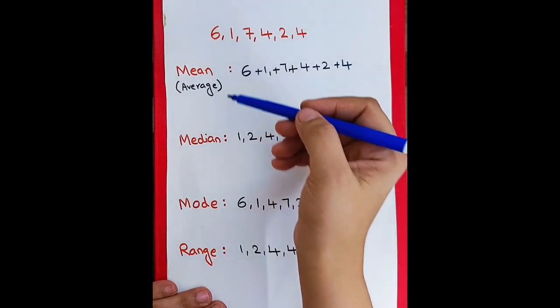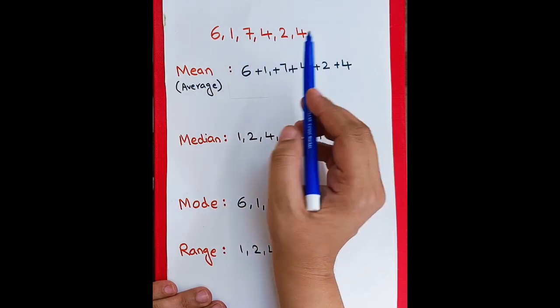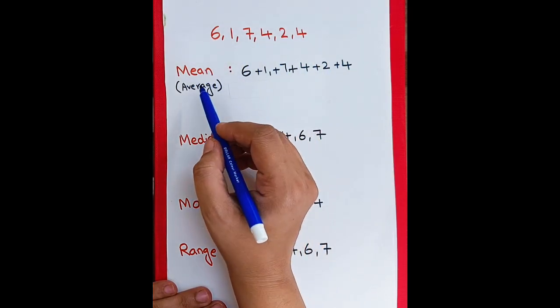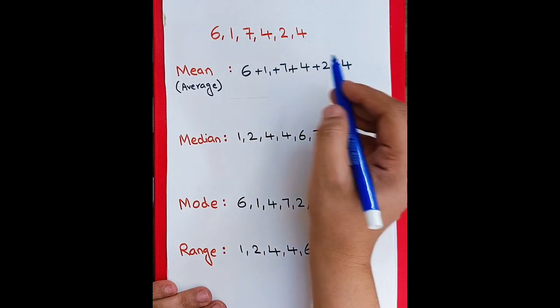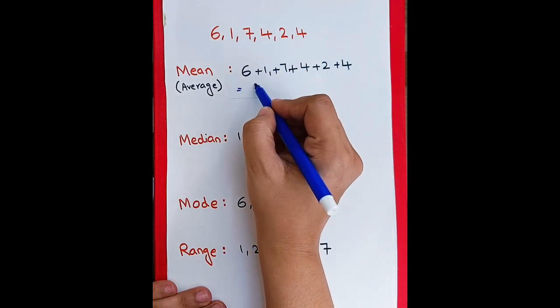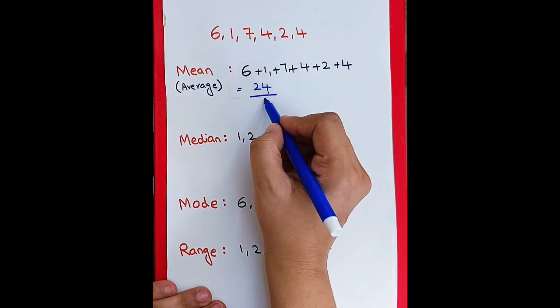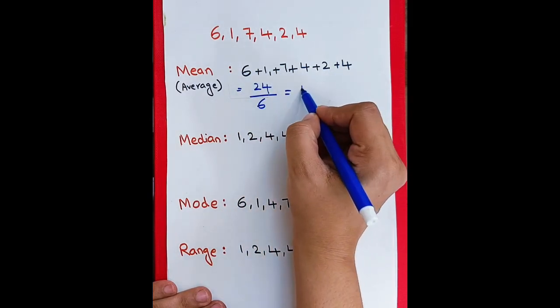Here is the way to find out mean, median, mode and range. The question is 6, 1, 7, 4, 2, 4. So here, the mean is the average. That means you have to add all these numbers and divide by the number of numbers. That is 24, and the numbers are 1, 2, 3, 4, 5, 6. So 6. 24 divided by 6 is 4.